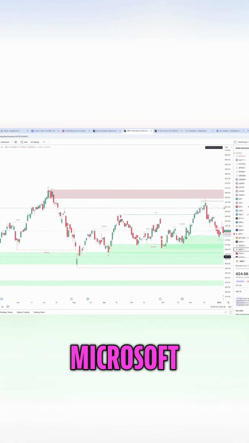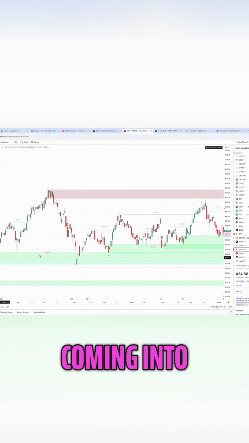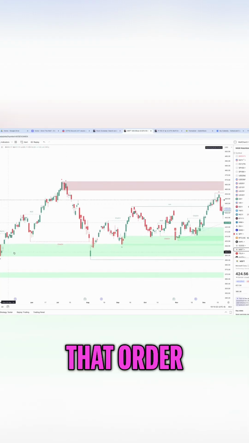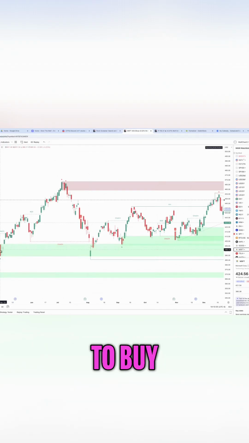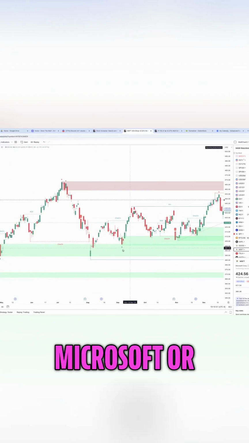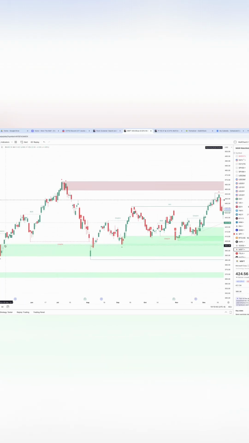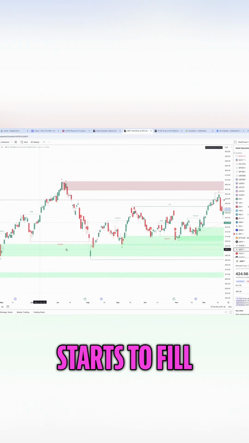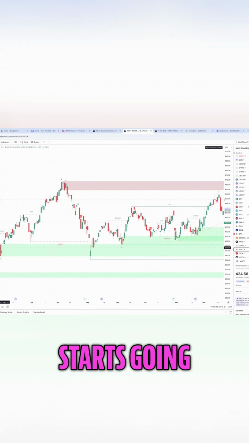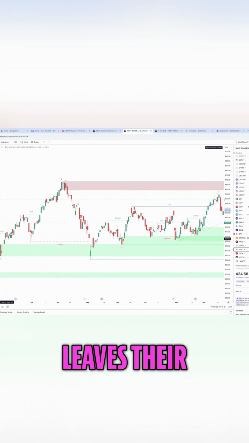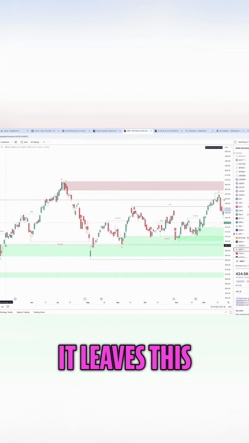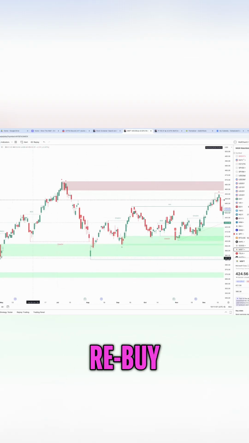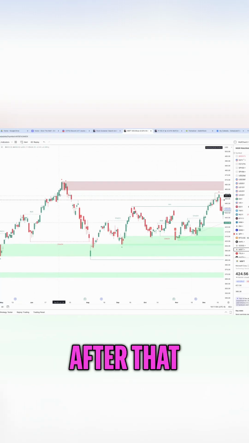So you see, after they bought Microsoft, when you have this much money coming into a stock and you put a limit order in to buy the stock, what happens is once that order starts to fill, say they want to buy $50 million worth of Microsoft or $100 million worth of Microsoft. As that first 30 million to 40 million starts filling in, the price starts going up as they're buying, and then it eventually leaves their price range where they want to buy from. So it leaves this $60 million just sitting here, waiting for Microsoft to come back down and it'll rebuy, right? So you can see Microsoft price shot up after that buy.